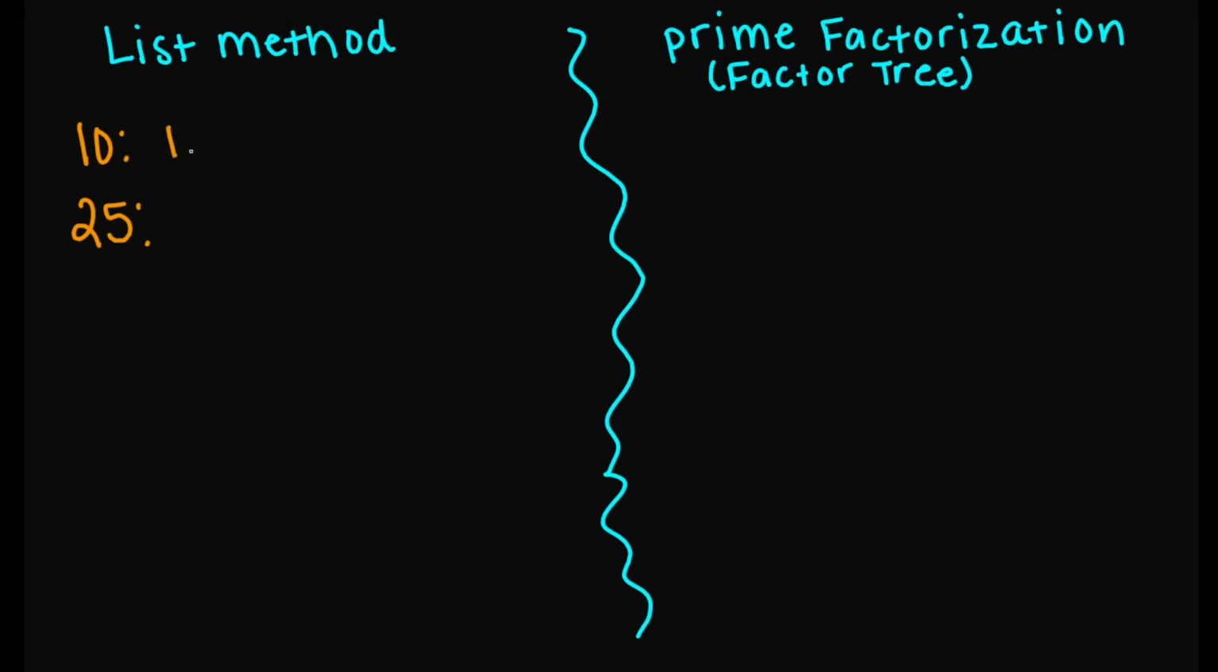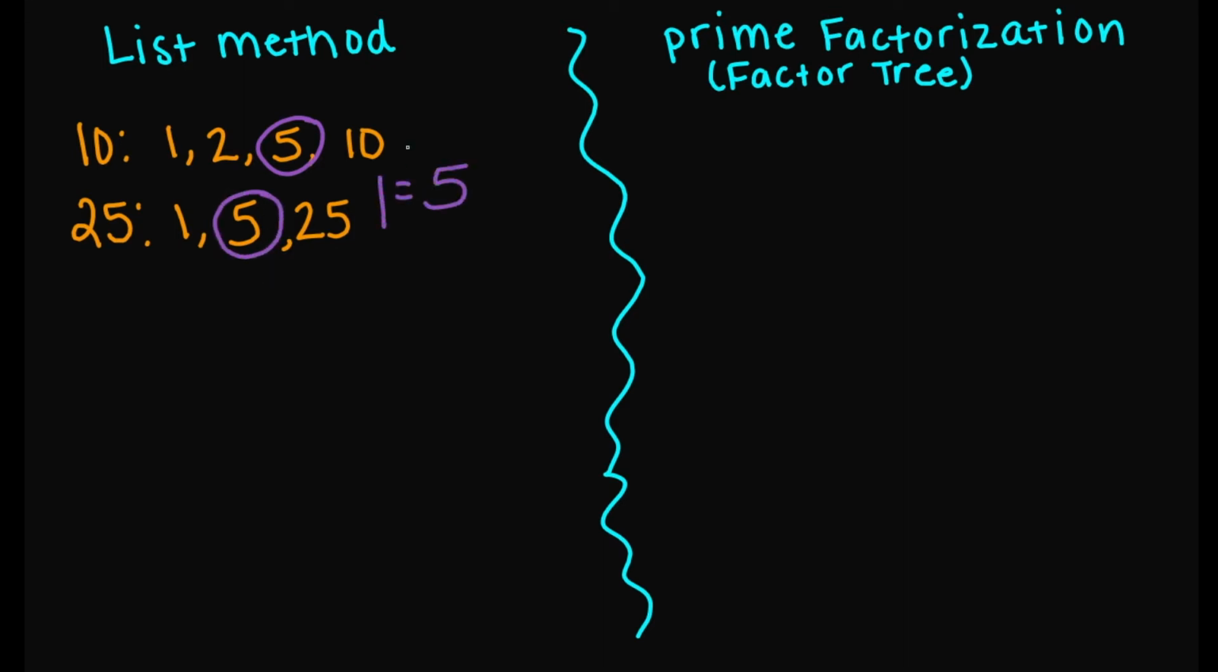So we have 1 and 10 because 1 times 10 is 10. And then we have 2 times 5 because 2 times 5 equals 10. For 25, we have 1 times 25. And then we also have 5 times 5. Now let's match the lists together. We're going to look for the largest common factor that both my 10 and my 25 share together, and that's going to be the number 5. So your GCF is going to be 5.